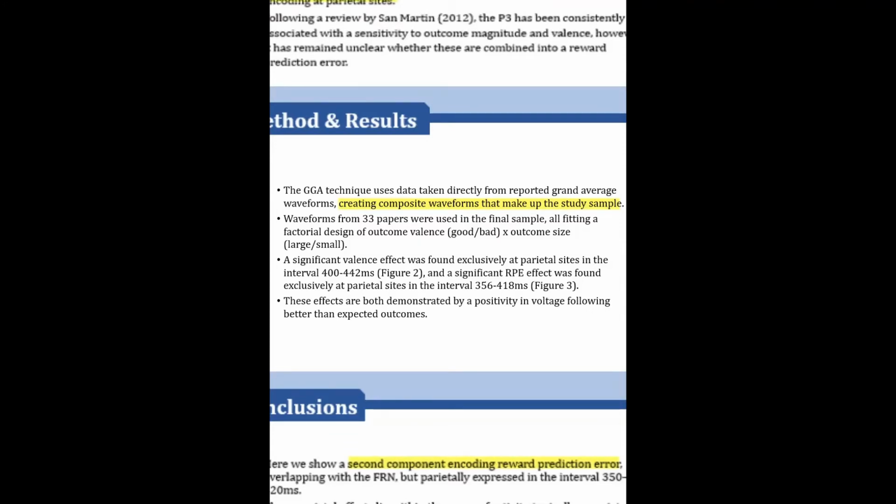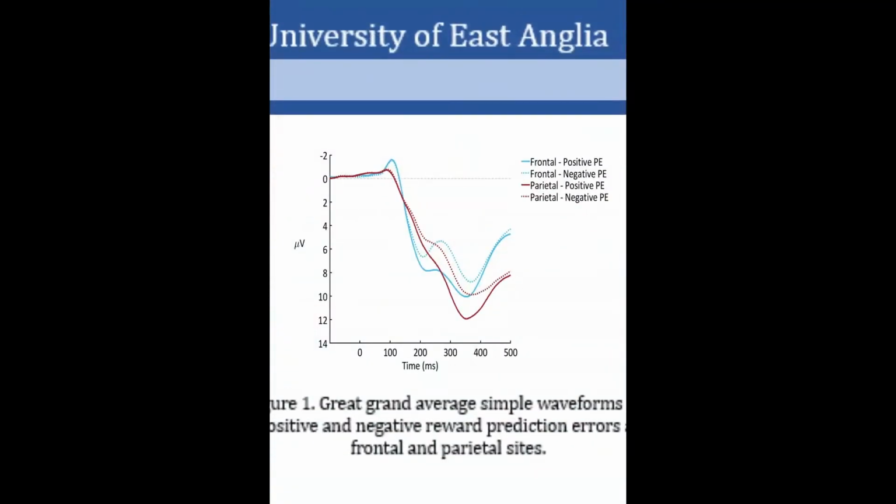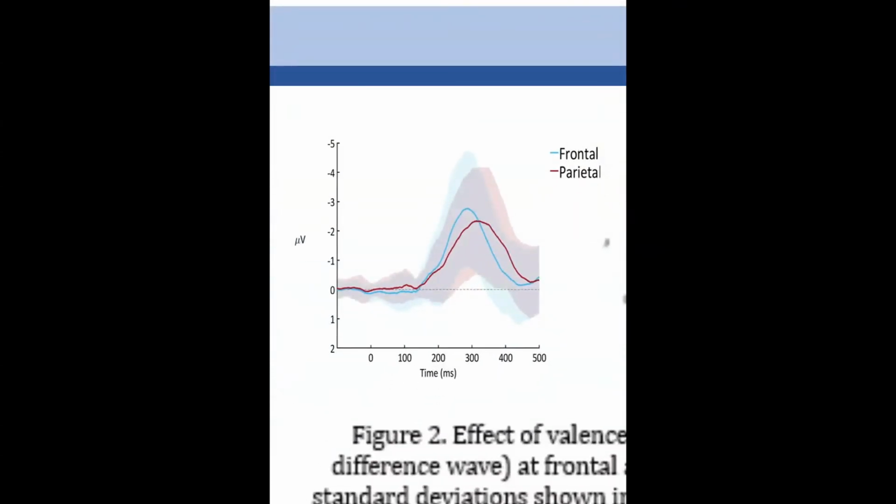Now, as an RPE should be represented by an interaction of outcome valence and size, we collected waveforms fitting a 2x2 factorial design of both these variables. Here you can see the grand average waveforms for positive and negative outcomes at both frontal and parietal sites. As we'd expect, our waves are more negative for the negative valence outcomes. When we difference these waves, we can clearly see sensitivity to outcome valence, not only for our frontal waves, but for our parietal waves as well.